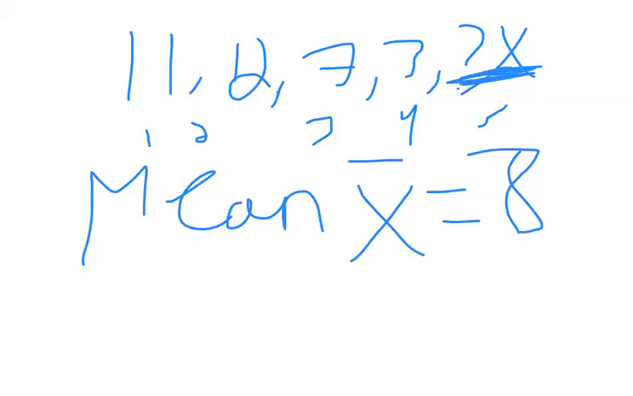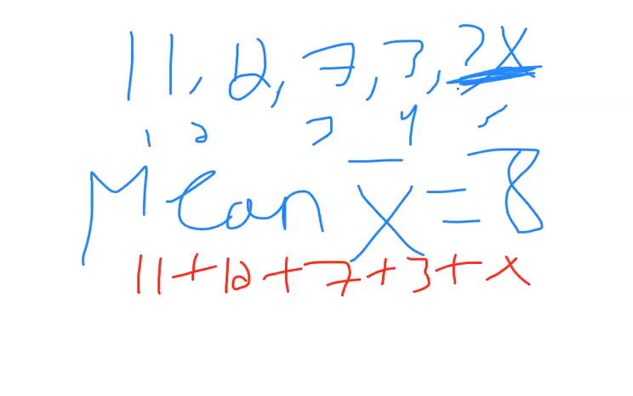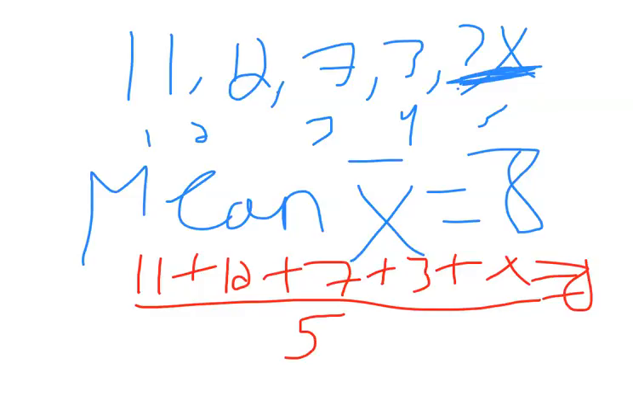So basically the way you would set up the equation for it is 11 plus 12 plus 7 plus 3 plus x, because that's the number we don't know, but we want to include it because the mean that they gave you, 8, includes that number. We have all that divided by 5, and that's going to equal 8. At that point, it just becomes a math equation.